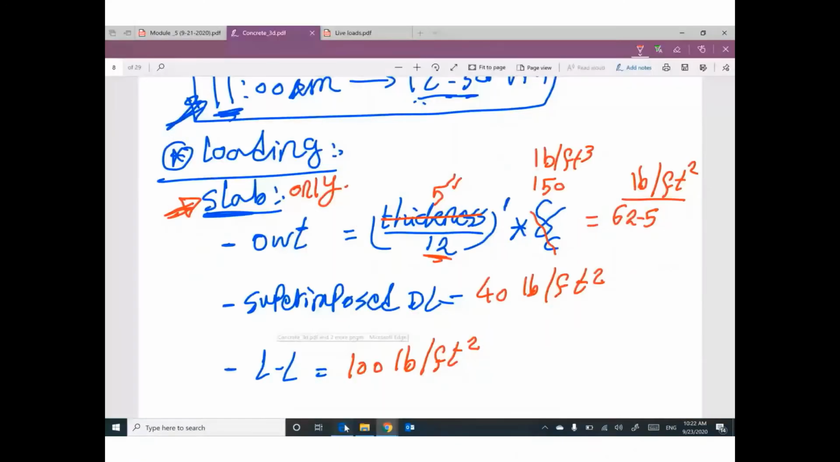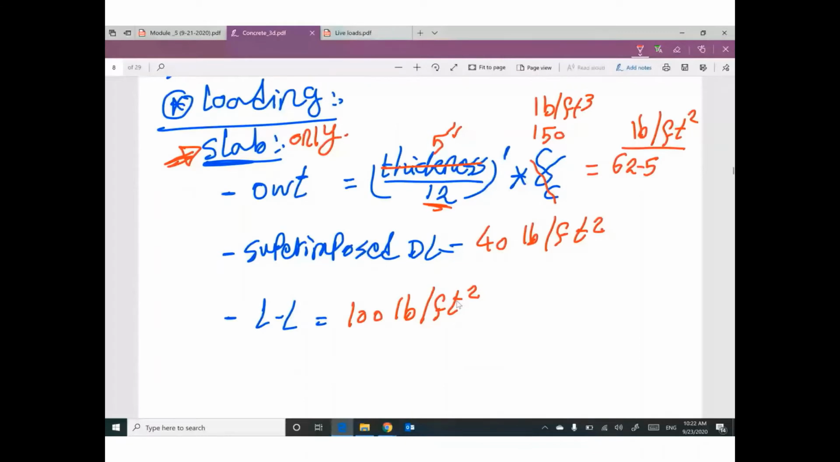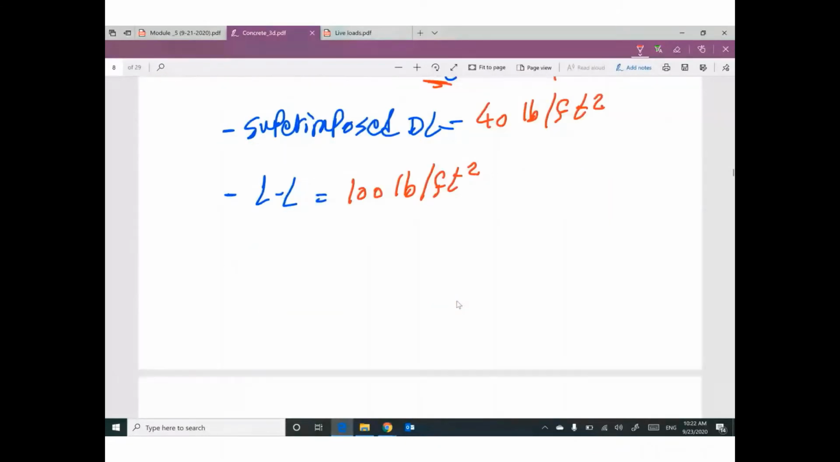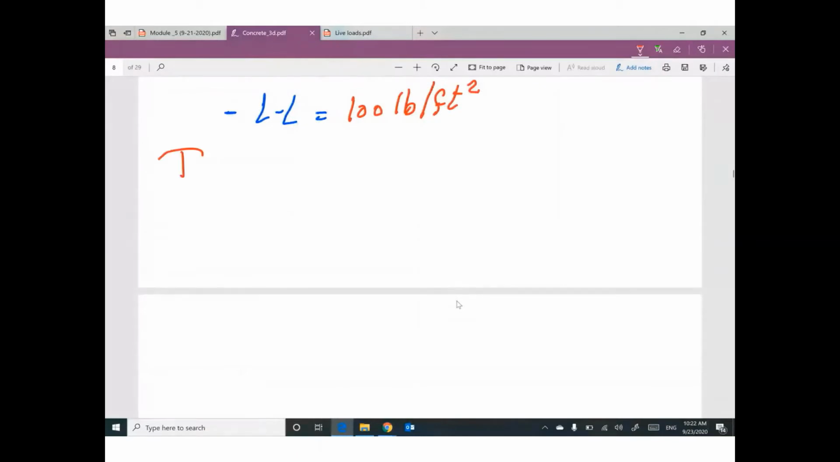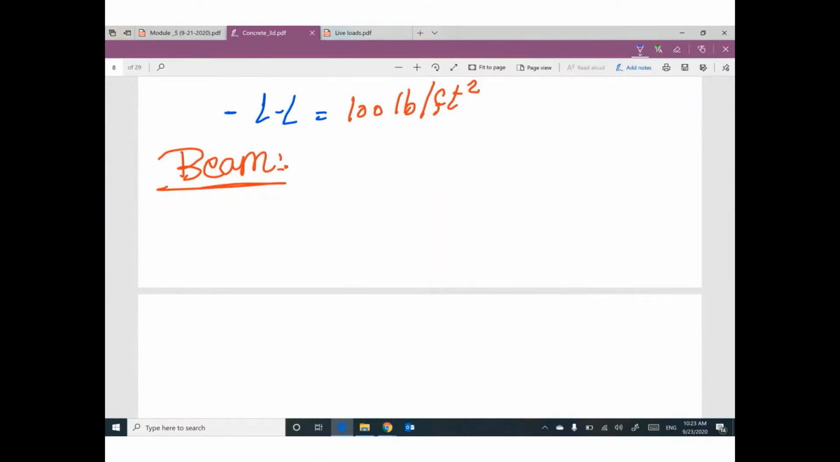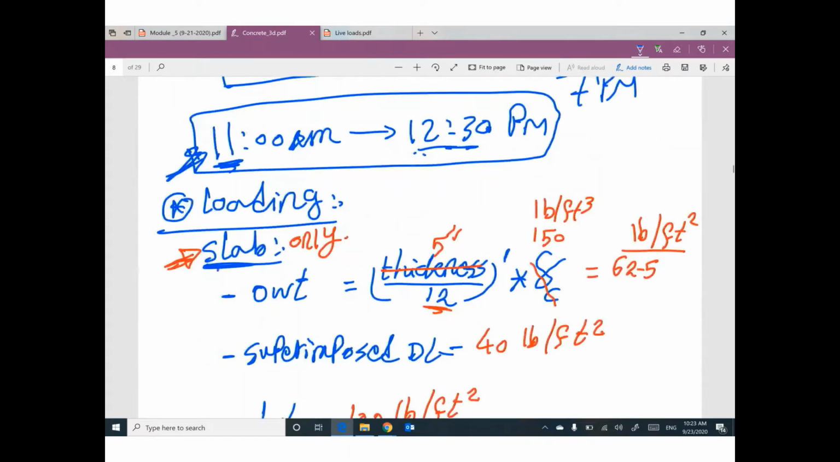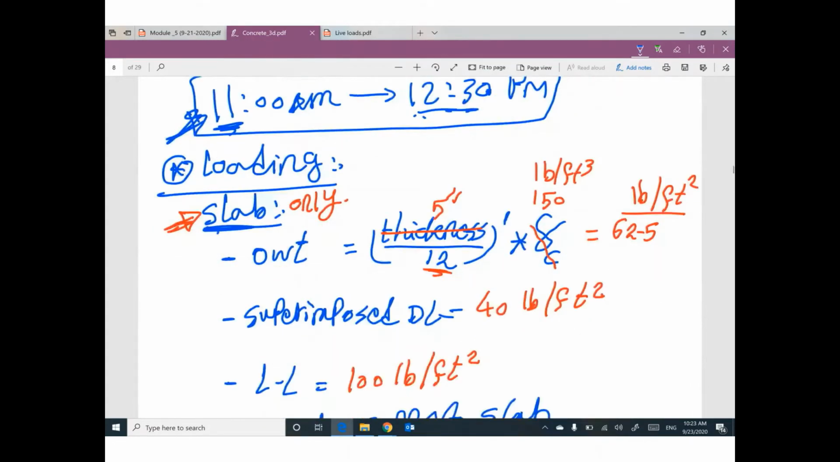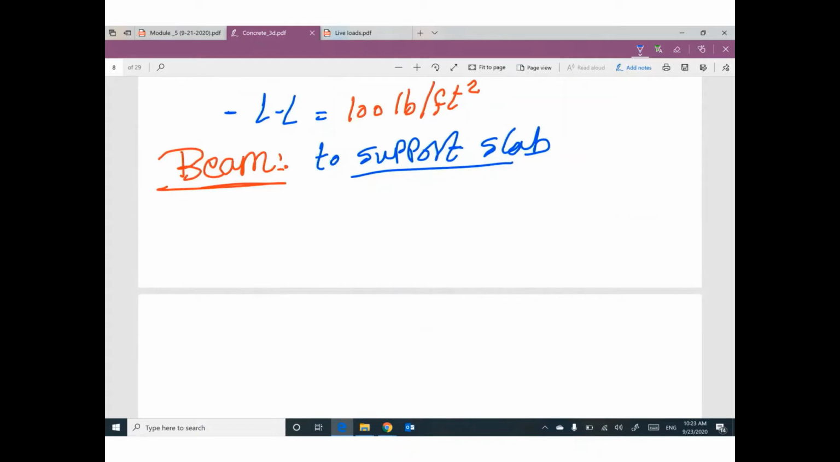Okay. But you are talking about a slab. That's right. But what about beam? Remember what was the main function of the beams? What was the function of the beam? Beams support slab. So the load on the slab must be transferred to the beam. That's right.